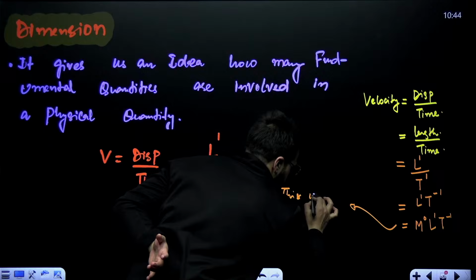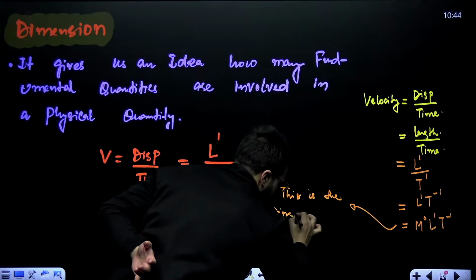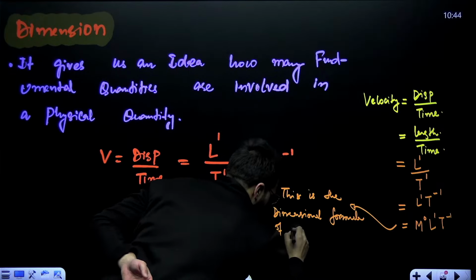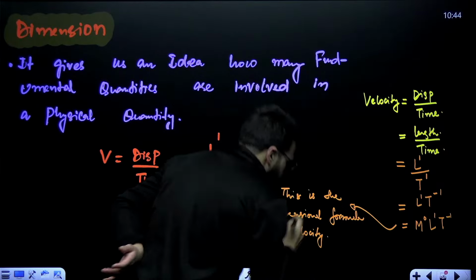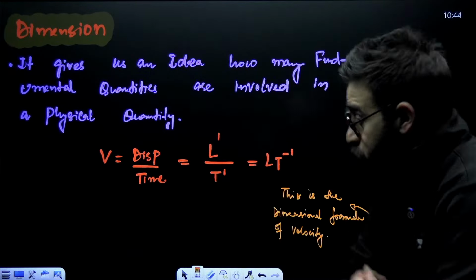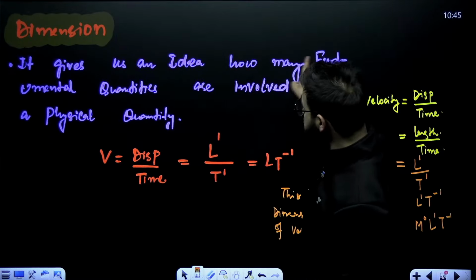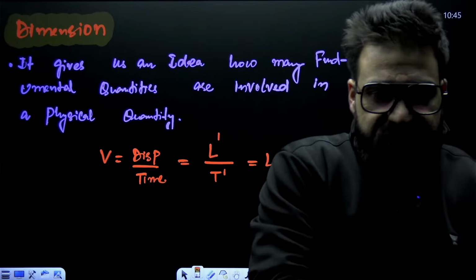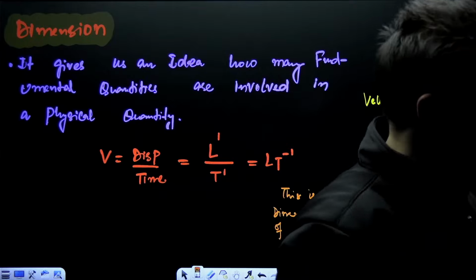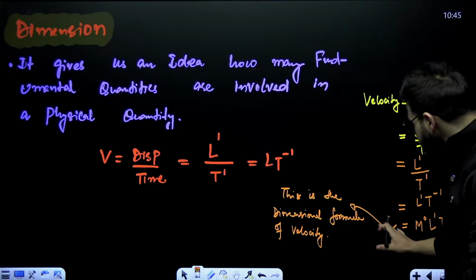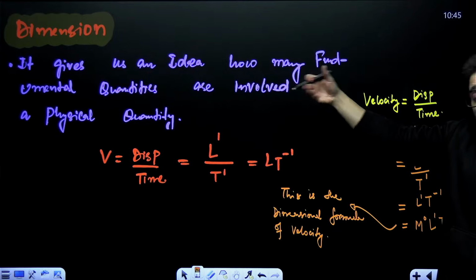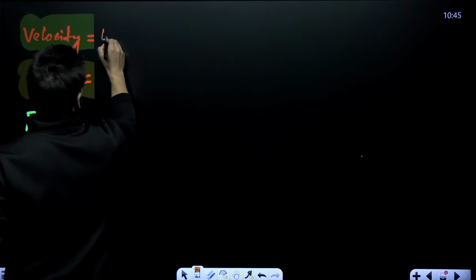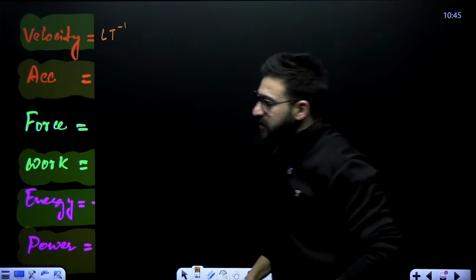This is the dimensional formula of velocity. So dimensions give us an idea how many fundamental quantities are involved in a physical quantity. I hope you got the crystal clear feel of this. How many fundamental quantities are involved in a physical quantity? That is told by dimensions. Like velocity we already calculated. That is simply LT minus 1 or M0 LT minus 1.